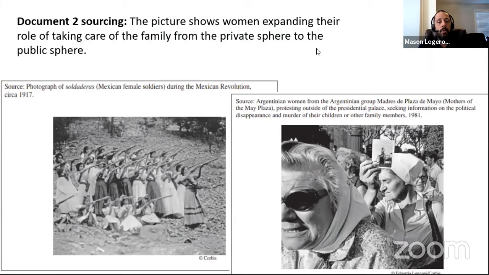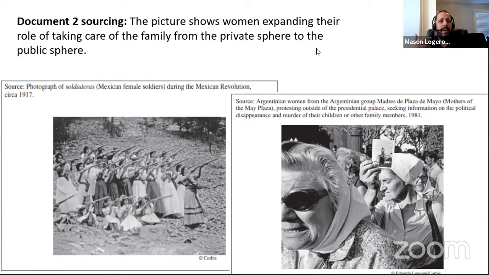For the second one, all right, notice here we have a group of mothers, and you can see that in the sourcing line, who are looking for information on the disappearance of their children. Remember I talked about this in Chile the other day, that a lot of people who opposed the government simply disappeared. Somewhere in the thousands of people, no trial, nothing was told about them. They were probably killed and executed, but no one really knows. Something similar was happening in Argentina.